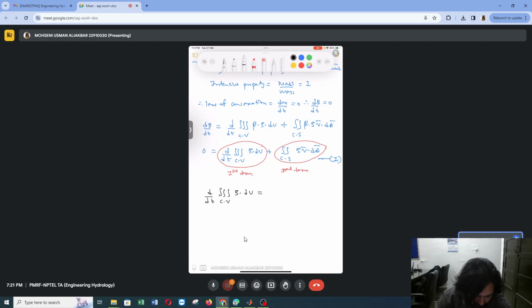So we can write d by dt, and we are taking a triple integral, so rho becomes rho w, and the volume will become theta times dx, dy and dz, right? Now we are just going to take the constants outside. The constants here are the density of water and the dimensions of the soil. What is going to change? Only the moisture content changes, right? So we can write this as rho w dx dy dz into d theta by dt, right? Let us name this equation as equation 2.